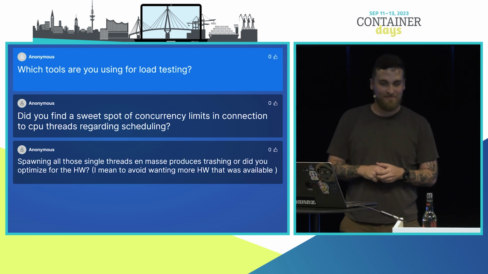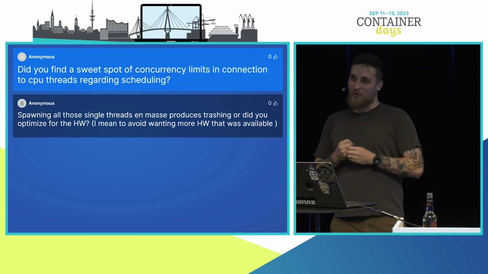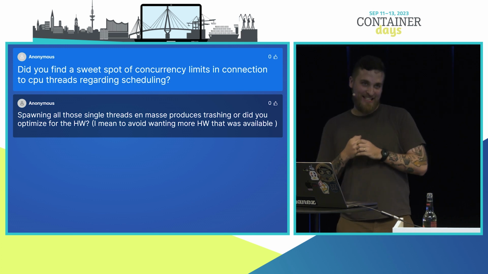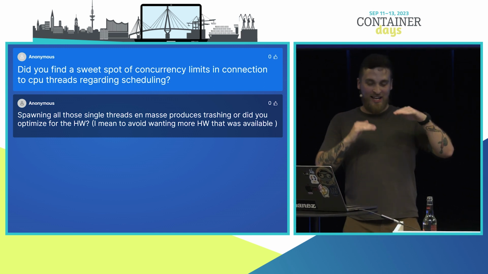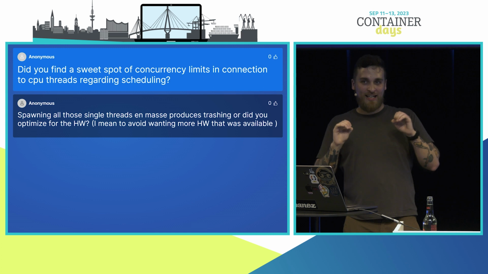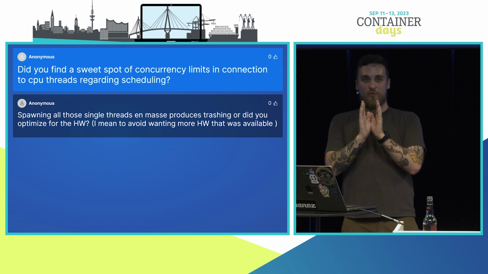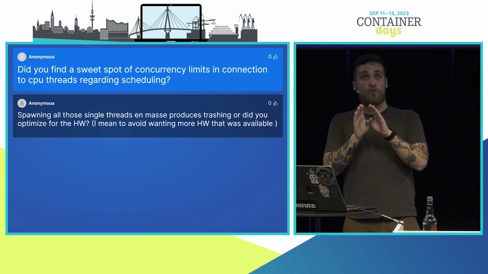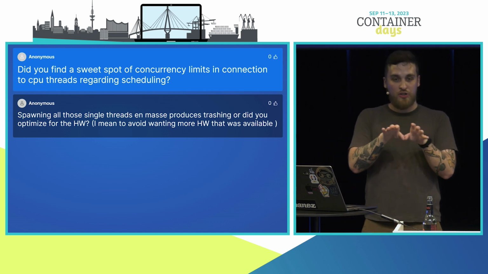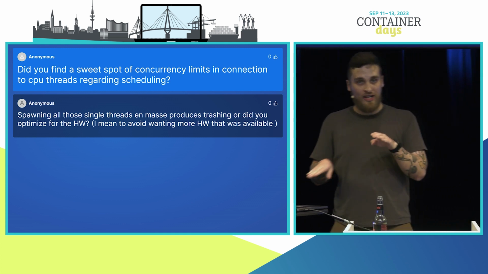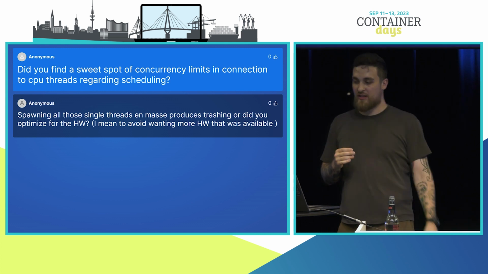The second question is, did you find a sweet spot of concurrency limits in connection to CPU threads regarding scheduling? Yes, whoever asked it, yes. There is an actual sweet spot with AWS instances and the concurrency. And we had to fight tooth and nail to find it, but we have a wiggle room. So if the instance, for example, changes, our application is smart enough to understand on which machine it works, and then it will go up or down because it has an ability to self-heal and just adjust however it sees fit.